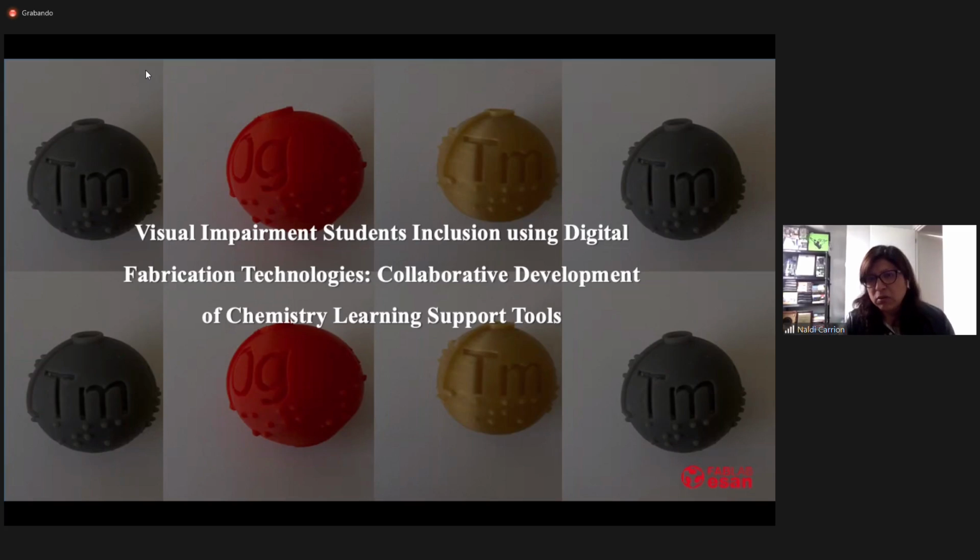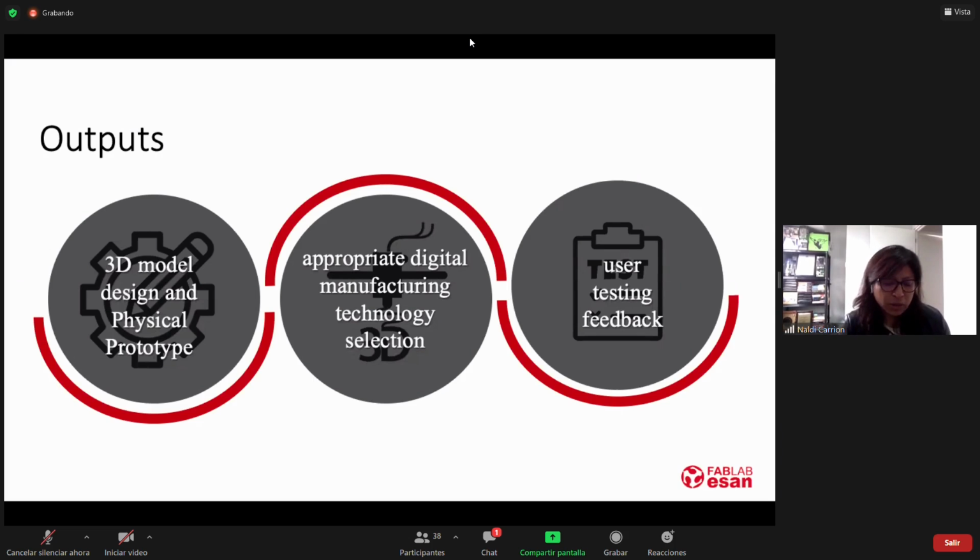to visual impairment student inclusion using digital fabrication technologies. So we try to share some collaborative development for chemistry learning support tools. So our three base outputs were regarding 3D modeling, a 3D model representation, or some concepts that we use when we learn chemistry, okay? So we can develop then a physical prototype. Then it serves us to have enough information regarding the appropriate digital manufacturing technology that we can use to reproduce this kind of tools. And in the process, we have a lot of user testing feedback.